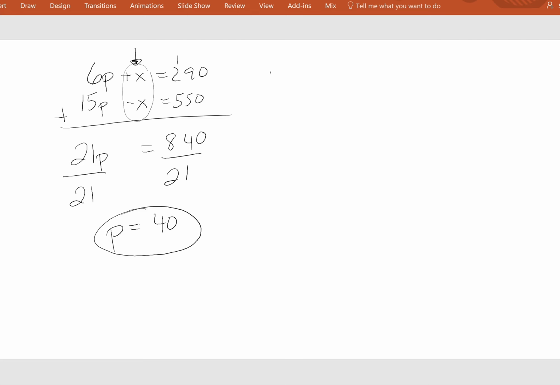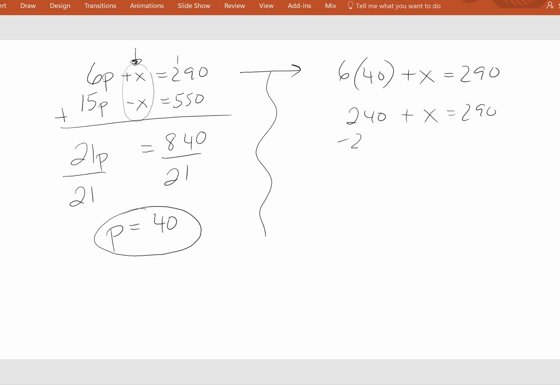Okay, so we got P. We've still got to find X. Choose one of these equations. It doesn't matter which one you choose. And we're going to plug in what we know already. So we know that P is 40. We plugged it in. That gives me 240 after multiplying by 6. And as we subtract 240 from both sides, we get X equals 50. All right. So what do we got here? We're going to sell 50 units if we put a price of $40.